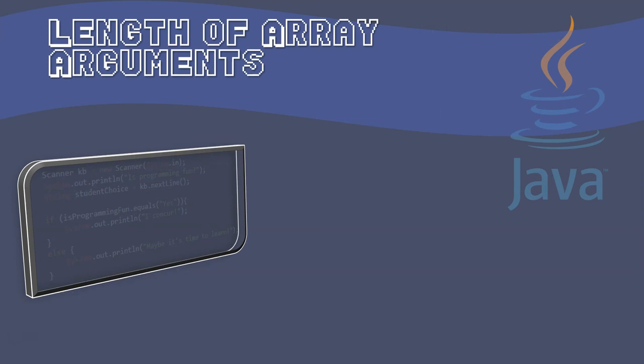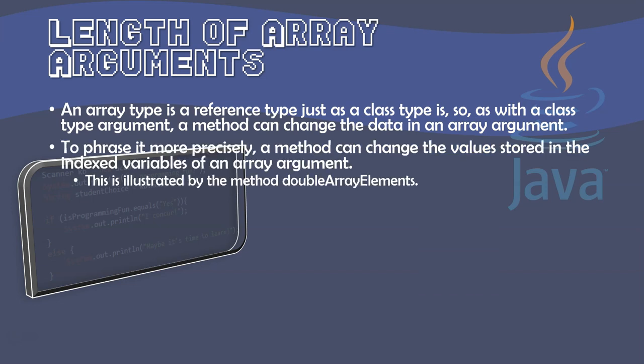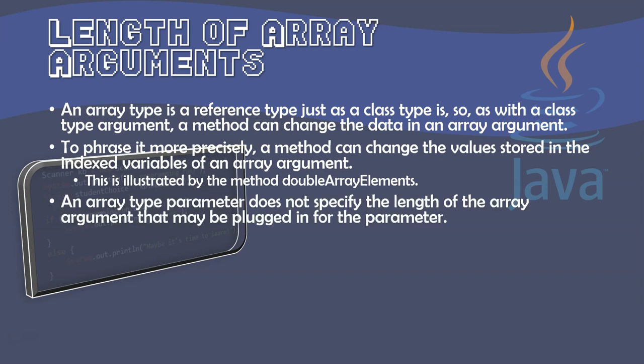Now, that gives us a little conversation about the length of array arguments. An array type is a reference type, just as any class is. So, as with a class type argument, a method can change the data in an array argument. To phrase it more precisely, a method can change the values stored in indexed variables of an array argument. As we just saw, this was illustrated by our method doubleArrayElements.